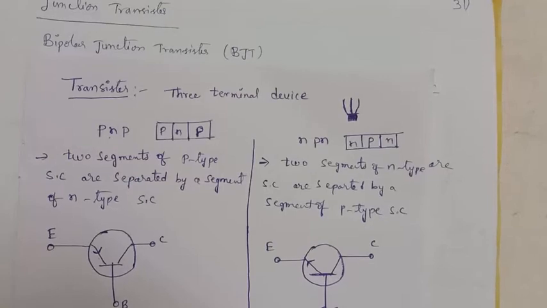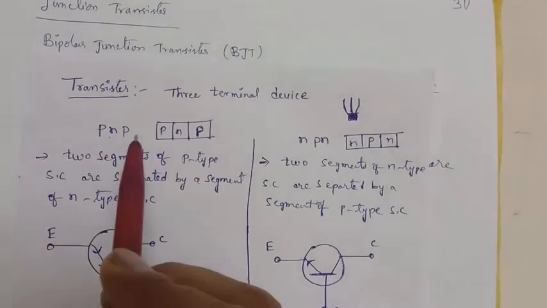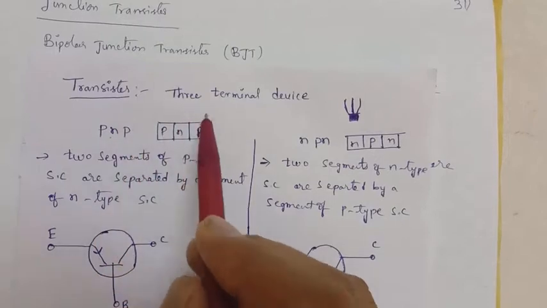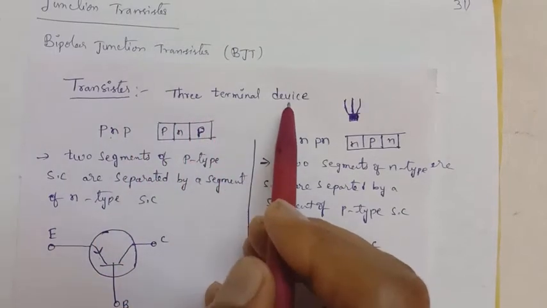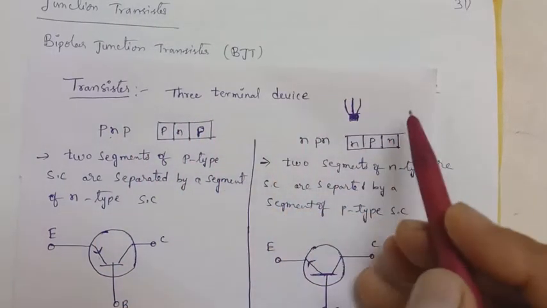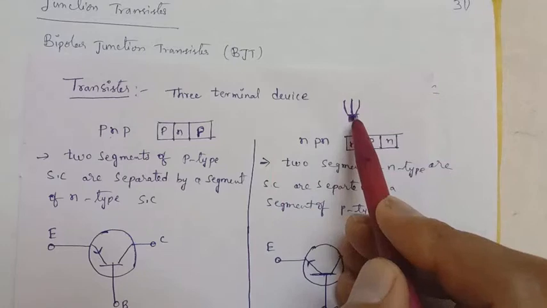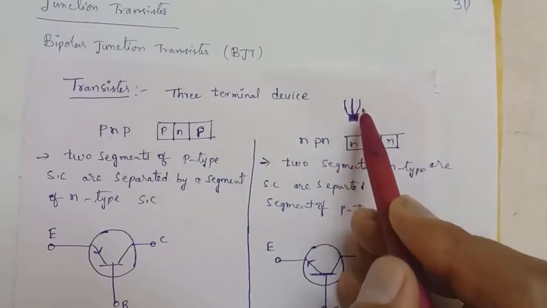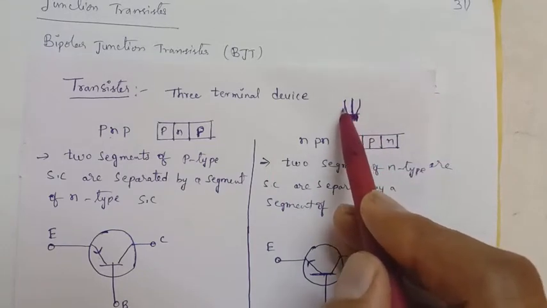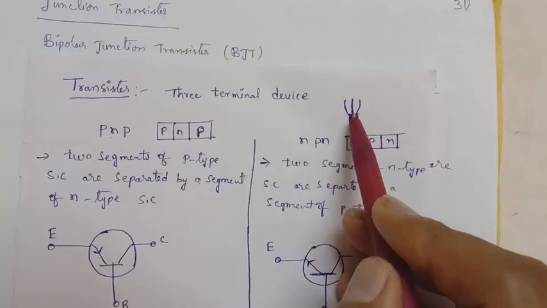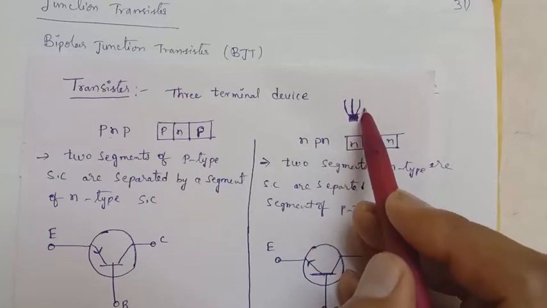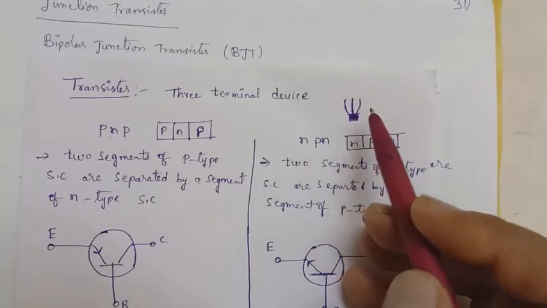Good morning, students. Today our topic is the transistor. It is a three-terminal device. The device looks like a black coated bulb, consisting of three terminals. The one side terminal is called the emitter, the middle terminal is called the base, and the end terminal is called the collector.